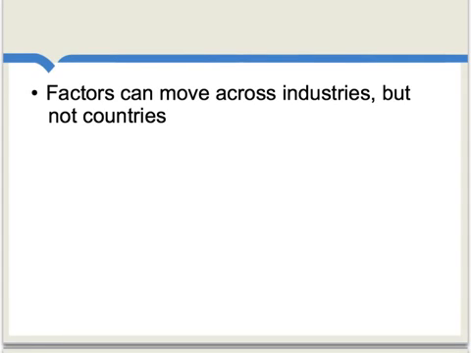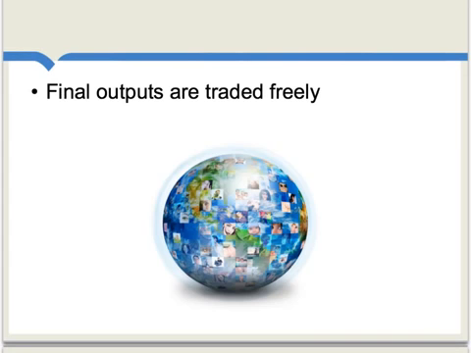We're also going to assume that factors can move across industries within a single country, but not across countries. That means if a country is rich in one factor, that factor is available for potential use in either sector. The theorem also will assume that final outputs are traded freely.